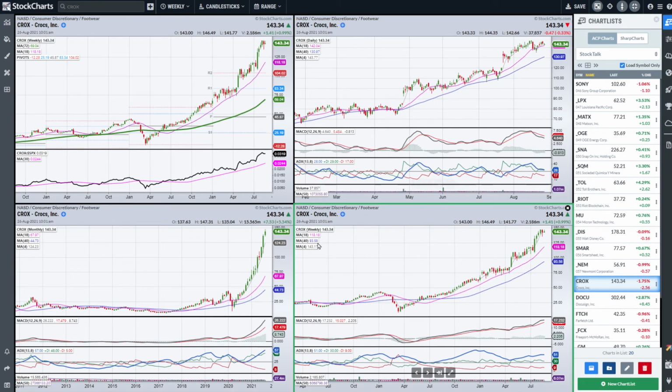But when I'm doing it for a weekly chart, 2 to 3 years out, this is the way I like to do the trend lines. I think it's really useful that way.